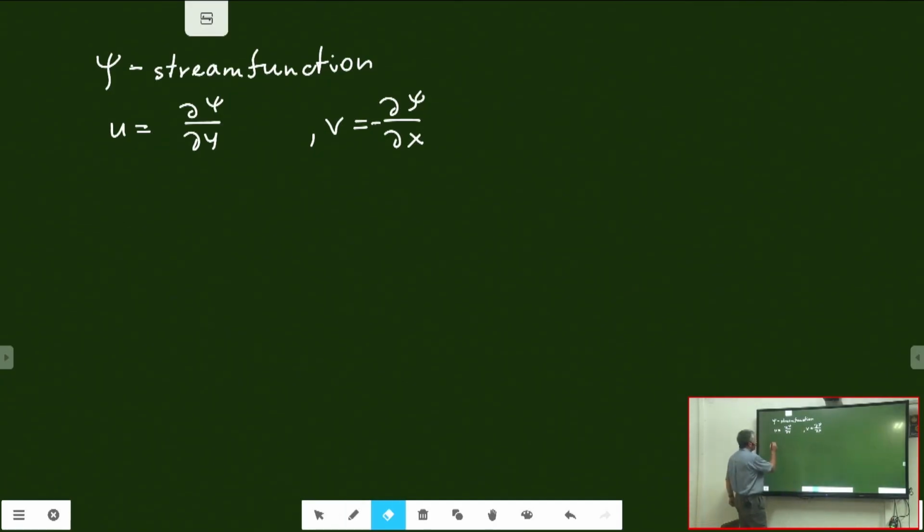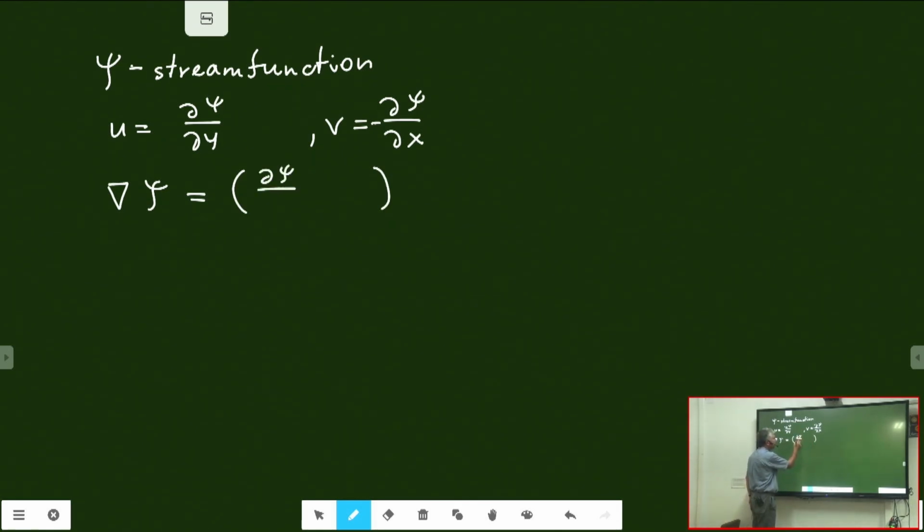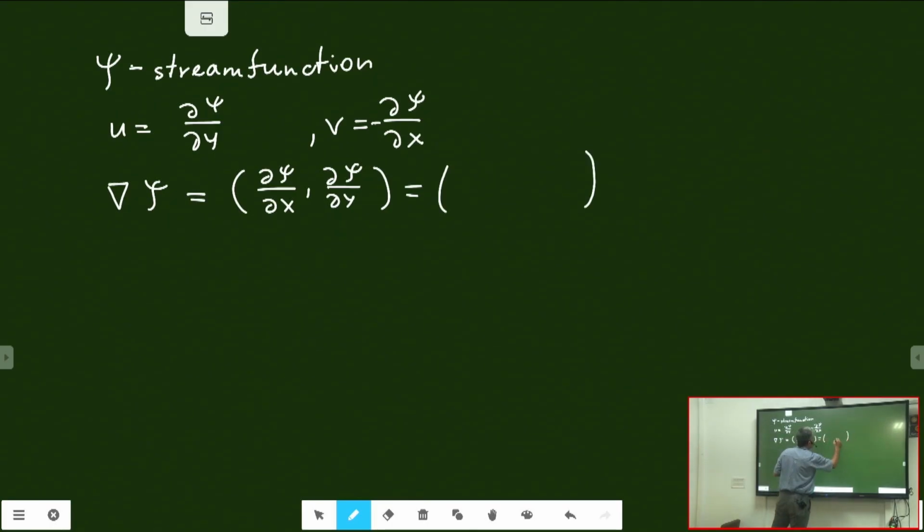So now, the gradient of psi. How is it defined? The partial of psi by dx and the partial of psi by dy. Let's compare what that is. The partial of psi by dy, which appears here, is actually u. Minus the partial of psi by dx is v.